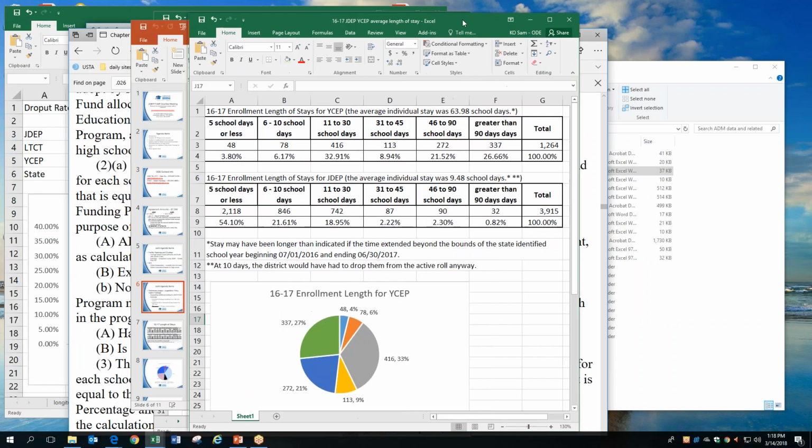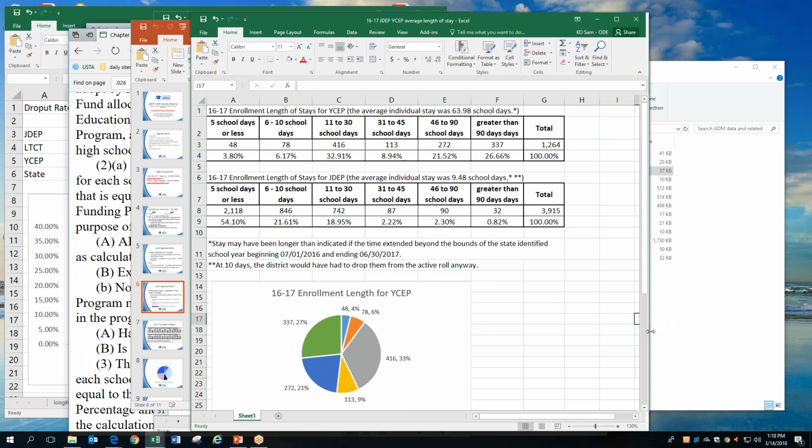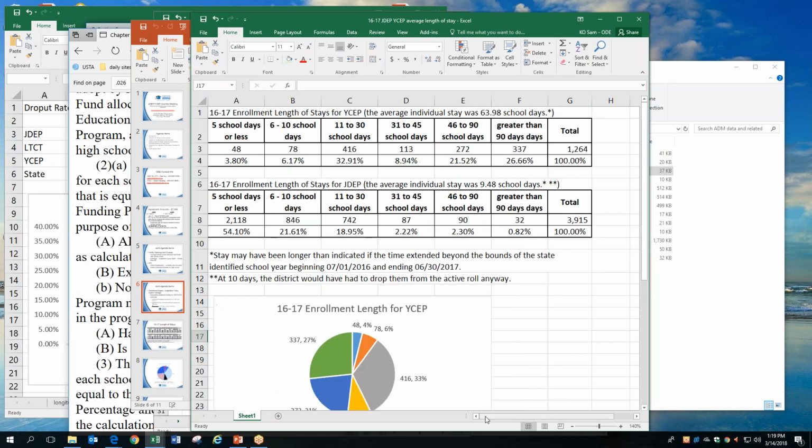So this is the data that we pulled from ADM for YCEP. These are not kids. Can people see via chat? Do I need to make this larger? Hopefully people can see on their screen.